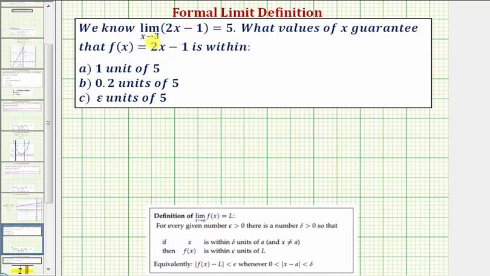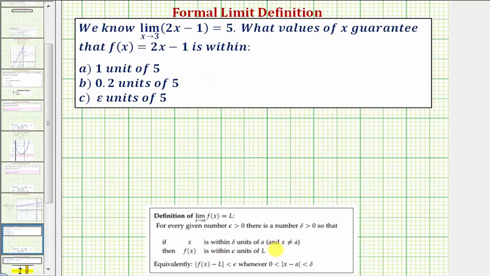We know the limit as x approaches 3 of 2x minus 1 equals 5. The question is, for what values of x guarantee that f of x equals 2x minus 1 is within first 1 unit of 5, then 0.2 units of 5, and then finally epsilon units of 5. This problem introduces the formal definition of a limit.